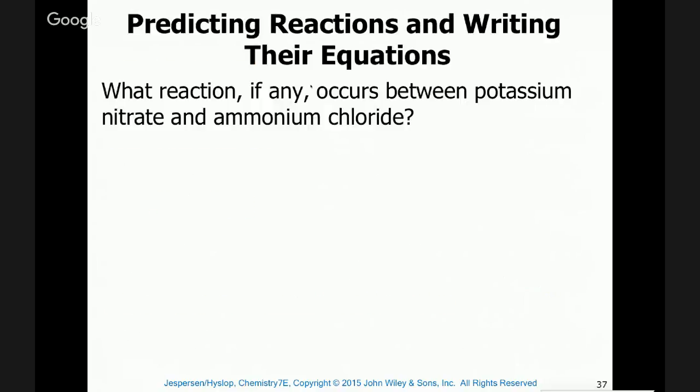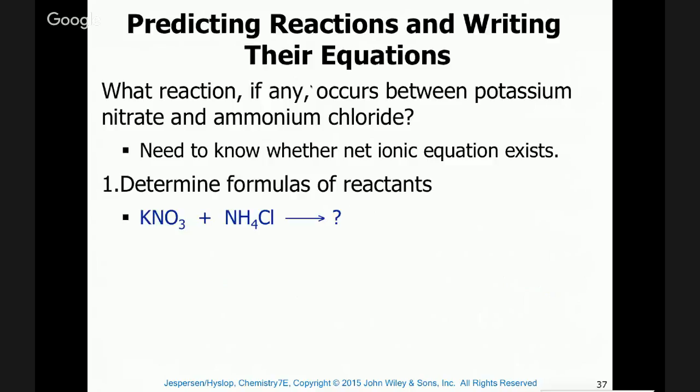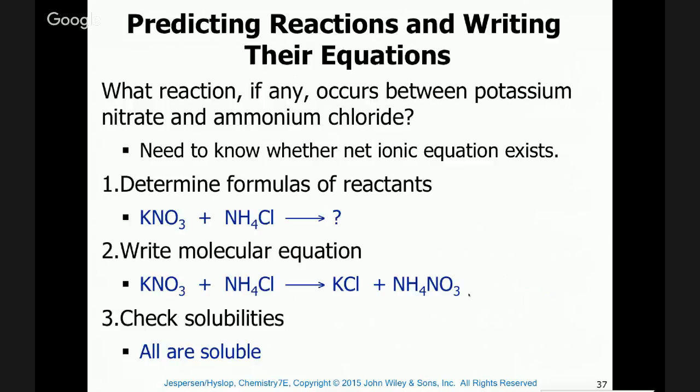So, what reaction, if any, occurs between potassium nitrate and ammonium chloride? You need to know whether a net ionic equation exists. Determine the formula of reactants. So this is potassium nitrate and ammonium chloride. We need to figure out what they make. Write the molecular equation. So we have the double replacement reaction. We have potassium bonding with chlorine. Then we have ammonium nitrate. Check solubilities. All are soluble.